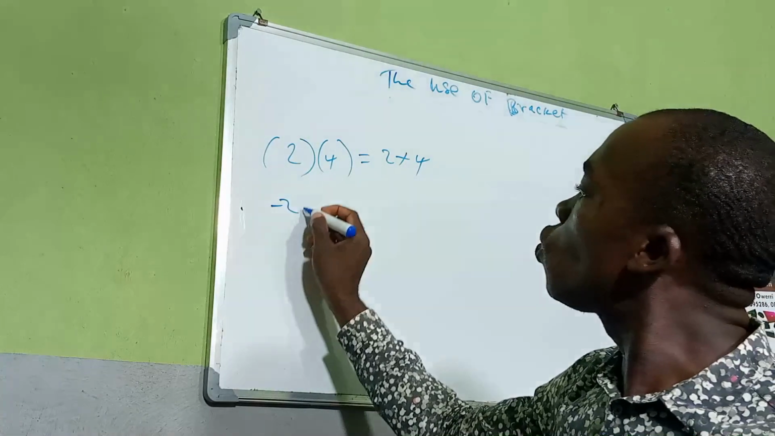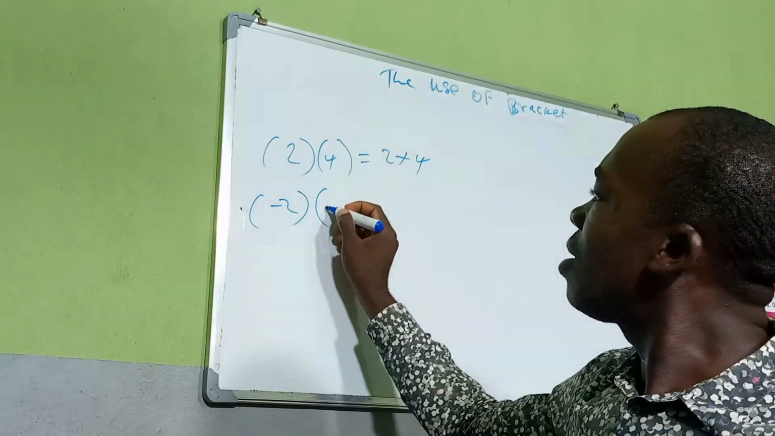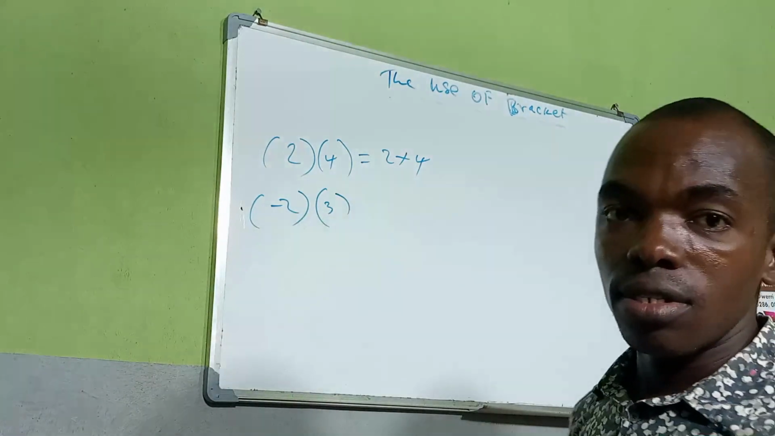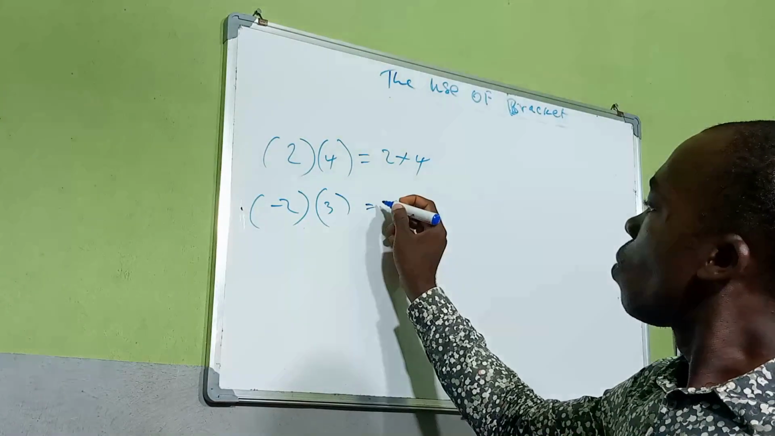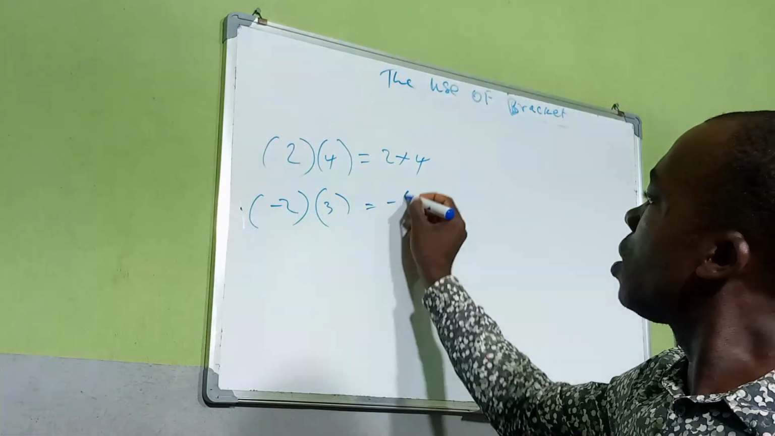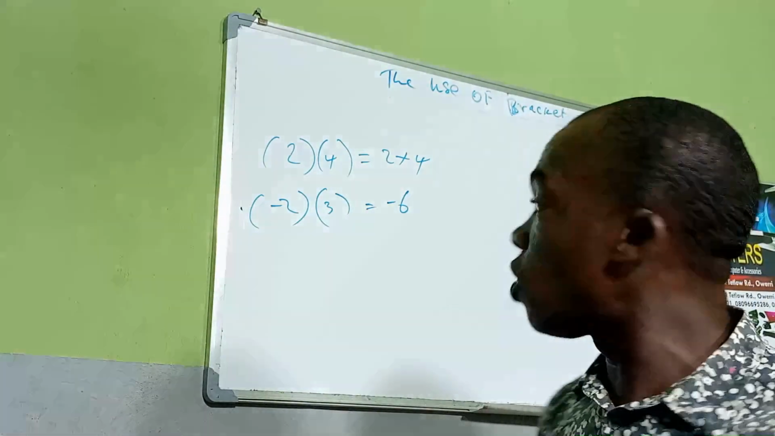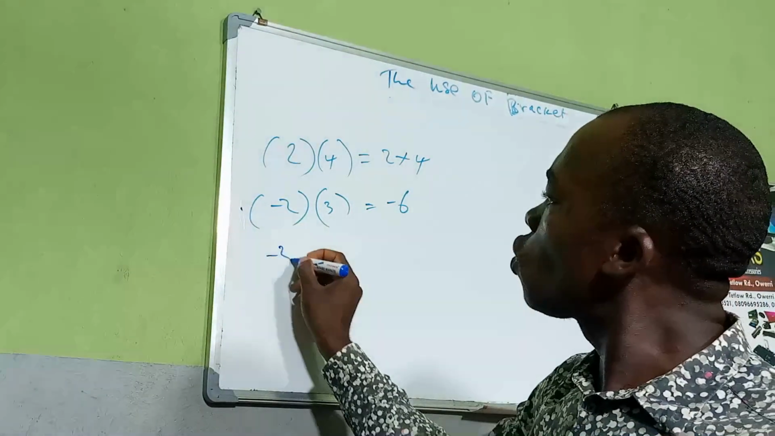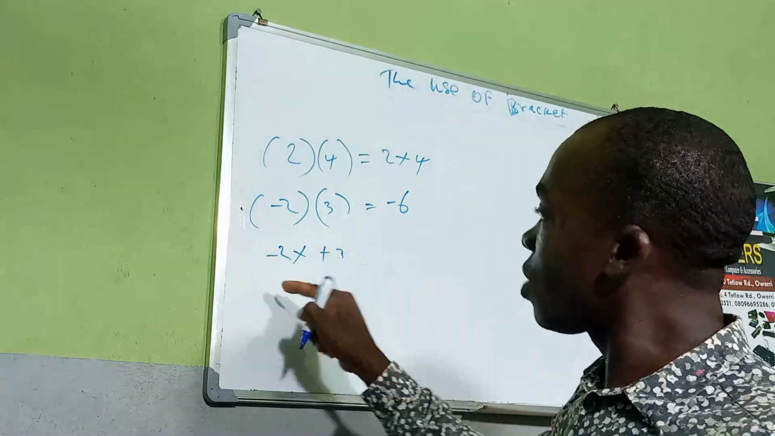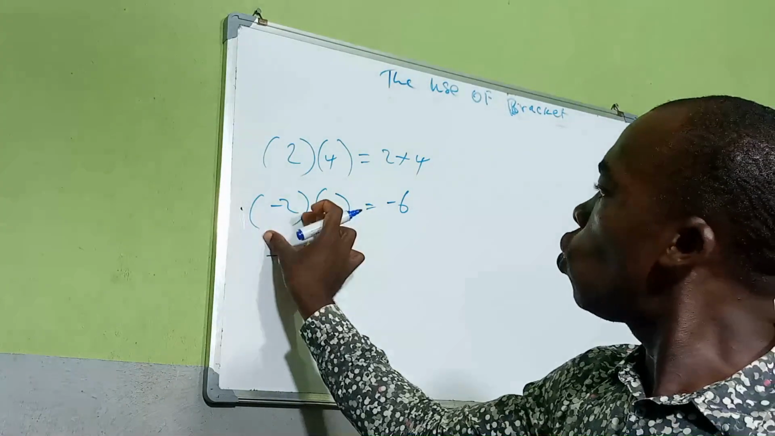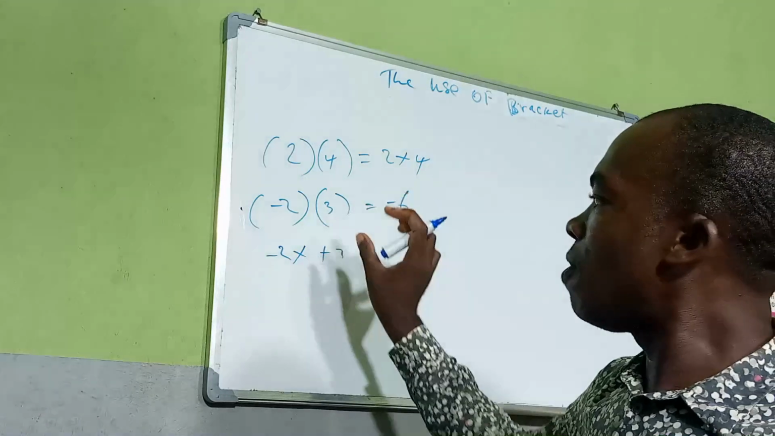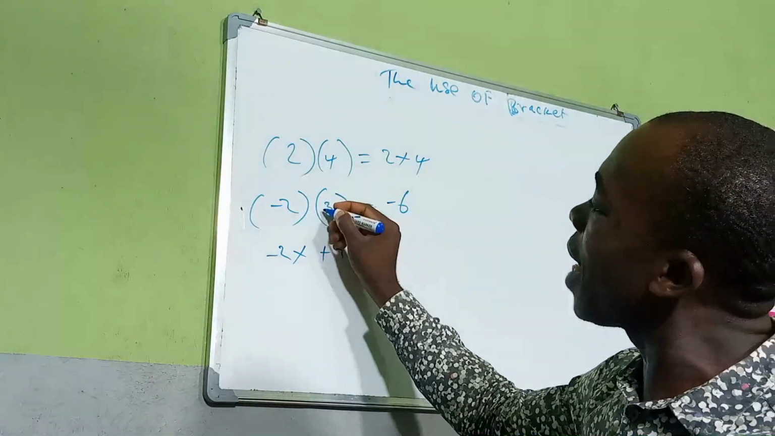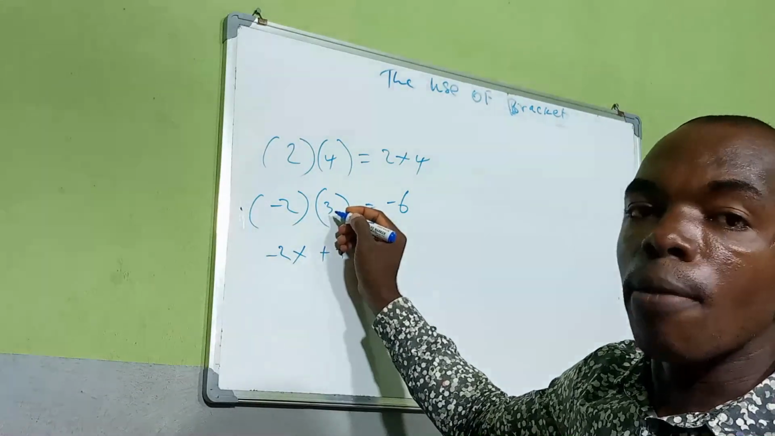So if I have -2 open bracket, close bracket, then I have something like 3, this means -2 times 3, which is -6. If you want to know how we got -6, go to our previous video and watch. This thing simply means -2 times +3. If I have -2 close bracket and 3 close bracket, it simply means -2 times +3, because this 3 is also carrying a plus sign here.